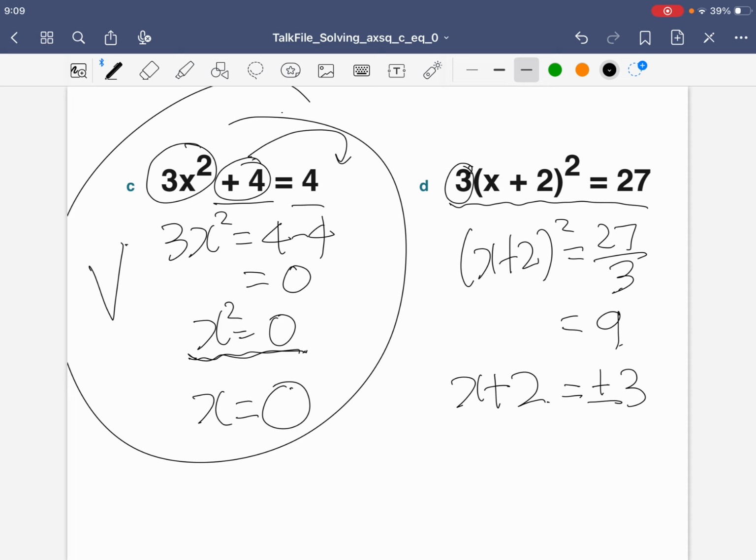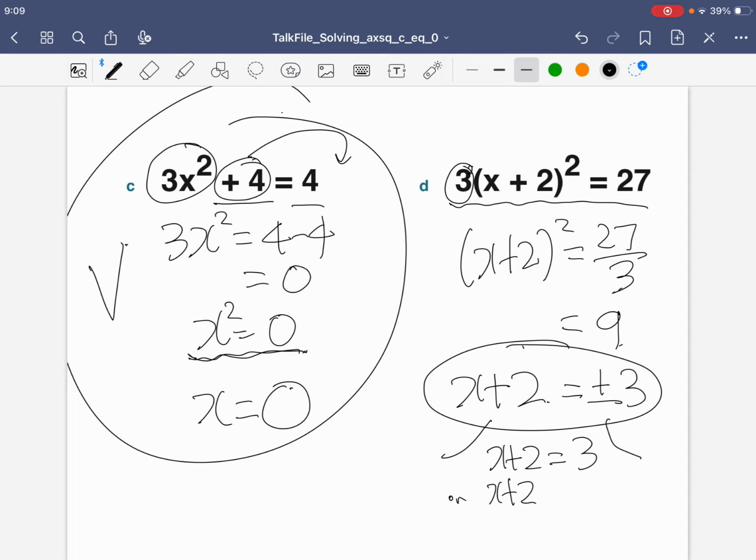So what are we gonna do with this? Like I said, this means x plus 2 could be positive 3, or x plus 2 could be negative 3. So now it becomes a linear equation. You can just take away 2, and then this one becomes x equals 1. This one becomes x equals negative 5. So these two are the solutions that we were looking for.